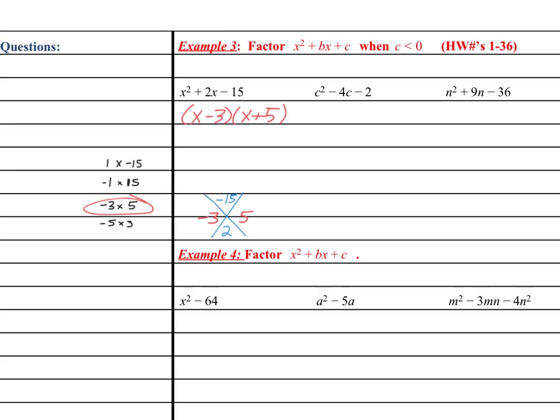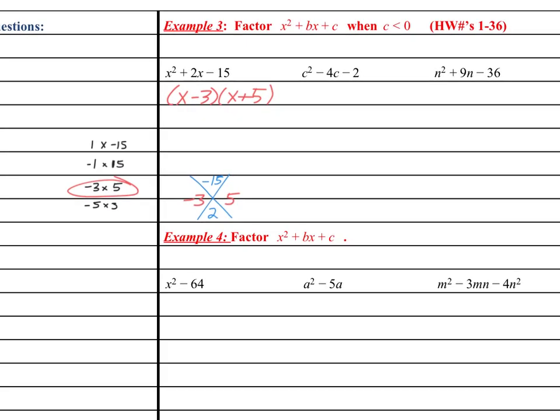Okay, can you please do the next two with your partner? So try the next two. Remember, if you can't get it to work, then it's prime. Multiply negative 2 and add to negative 4.